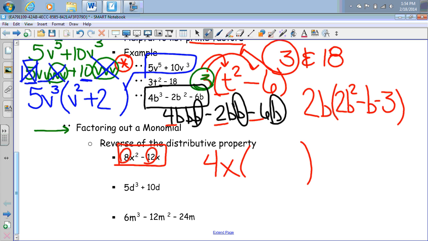Well, 8 divided by 4 is 2. And an x, take out an x from x squared is x, minus. 12 divided by 4 is 3, and I have an x to remove. Double check yourself. 4 times 2 is 8, x times x is x squared, minus 4 times 3 is 12, and x times 1 is x. You try 5d to the third plus 10d, and 6m cubed minus 12m squared minus 24m, and let me see that when you're done.